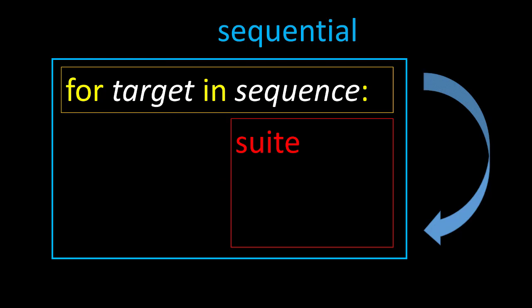For declares a for loop, and in extracts each item in the sequence and assigns the item to the target variable. The suite is iterated or repeated for each item in the sequence, and the target can be used in the suite.